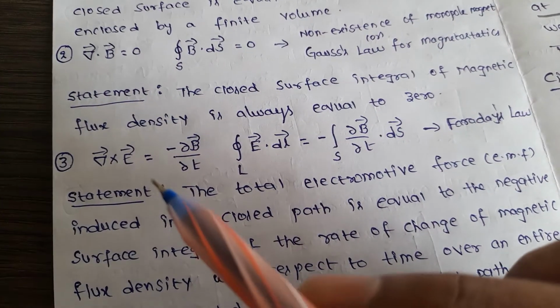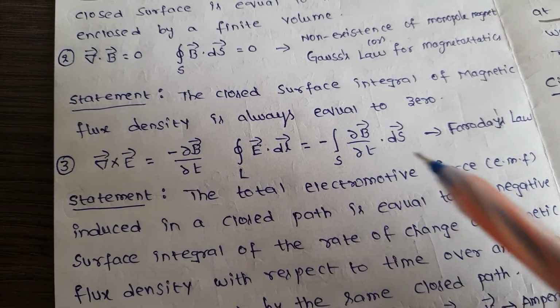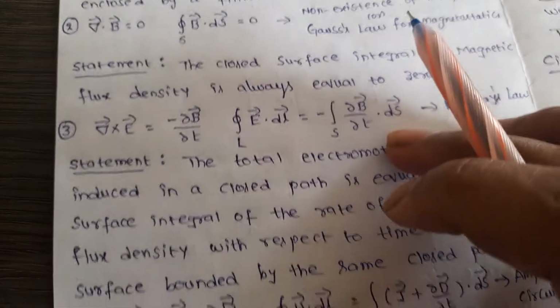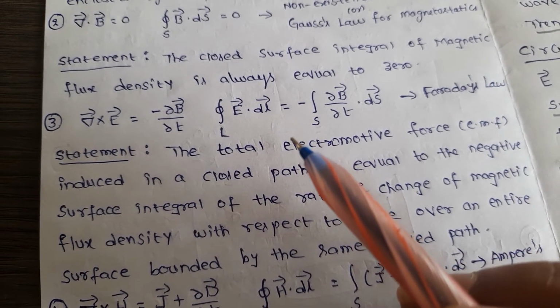Now coming back to the third Maxwell's equation. This is the point form. This is the integral form. It is derived from Faraday's law. Here I am going to write the statement once again according to the integral form itself.